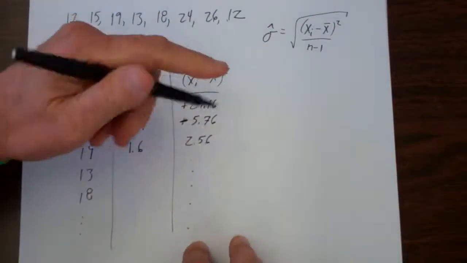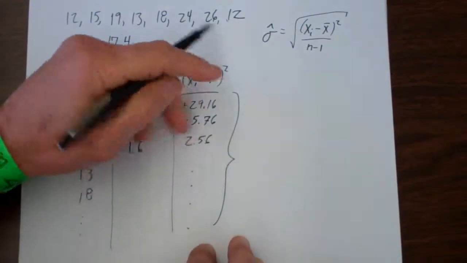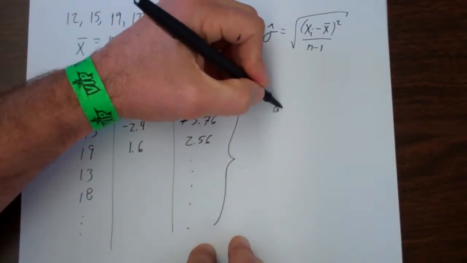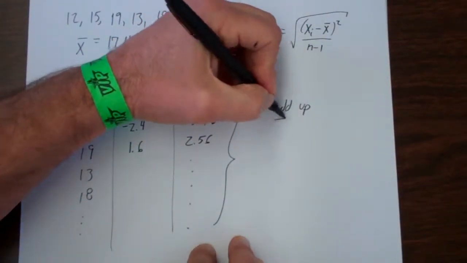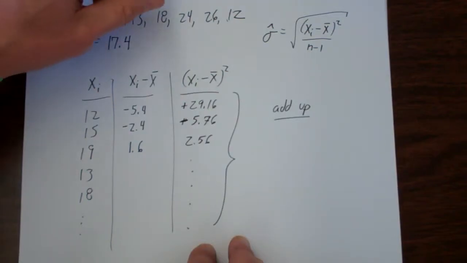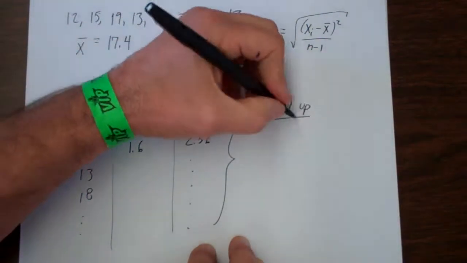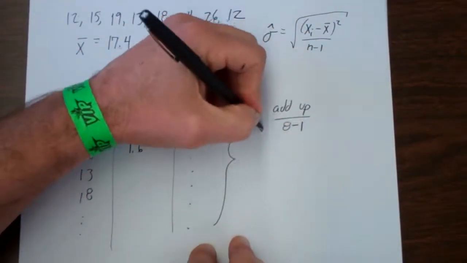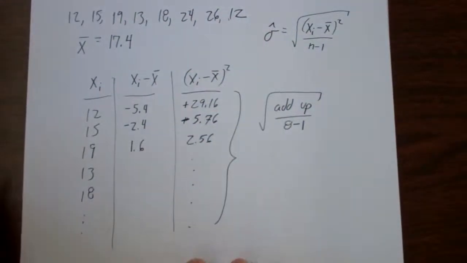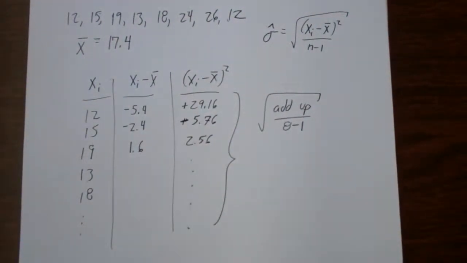Once I do all these numbers, I'm going to add them all up to get the sum. I'm going to divide by 8 minus 1 and take the square root. And that's how you do it. Obviously, doing it by hand is a pretty tedious calculation. There's a previous video that goes through it in more detail. You need to be able to do it, but almost always you use a calculator. And that's confidence intervals for means, part 4.